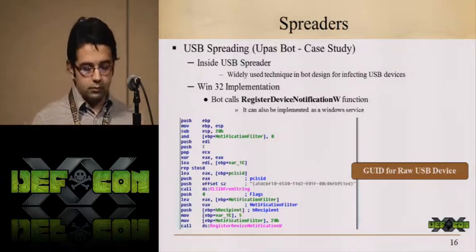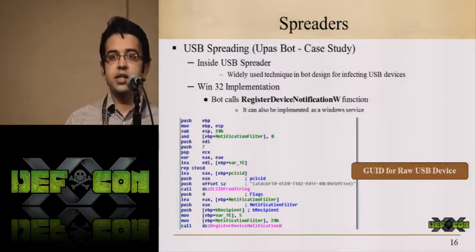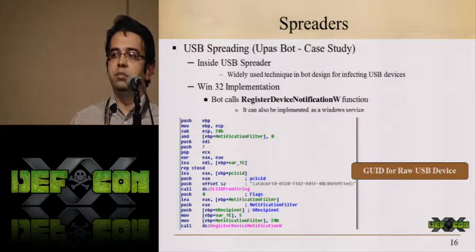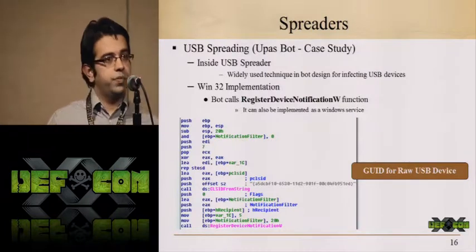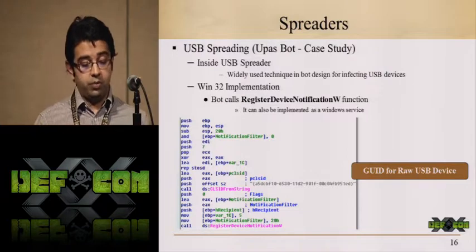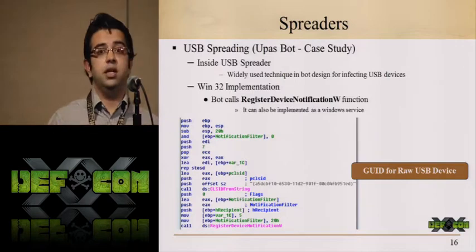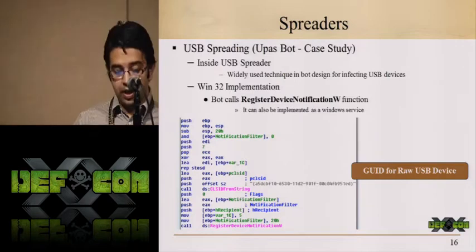We were analyzing UPass bot, which is a new upcoming breed of botnet, and it's pretty sophisticated. They have implemented a pretty good spreader called a USB spreader. This technique worked previously, but it's still working pretty fine, and they have implemented it really well. We'll show you through this case study how we can build a signature very easily.